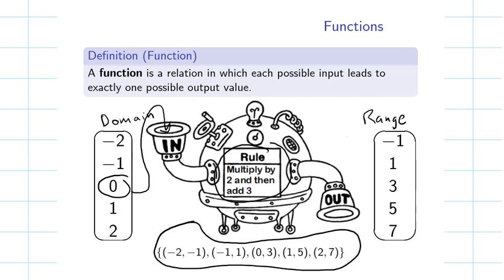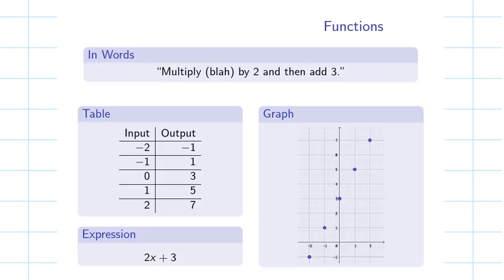Let's try it. 0 is the easiest one. Take 0. If we put it into this function, boop, multiply by 2. 2 times 0 is 0. Add 3. We get 3. And out comes 3. And so that's why 0 corresponds to 3. There's actually a rule for that that goes through the function machine.